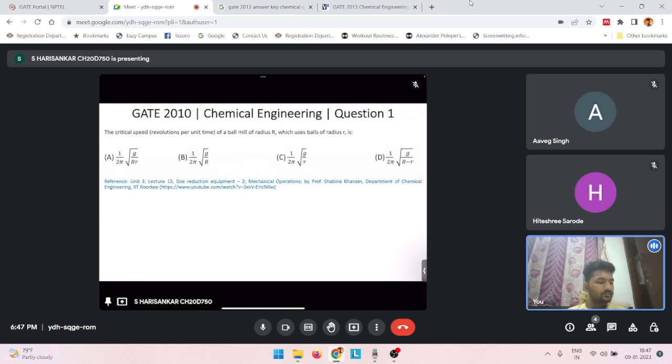So this is a question from chemical engineering from GATE 2010, question number one. The critical speed or revolutions per unit time of a ball mill of radius R which uses balls of radius small r is, and the four options are given as follows. So this is a question from size reduction equipment and the reference NPTEL lecture can be found in Unit 3, Lecture 15, Size Reduction Equipment 2, Mechanical Operations by Professor Shabina Khanam, Department of Chemical Engineering, IIT Roorkee.